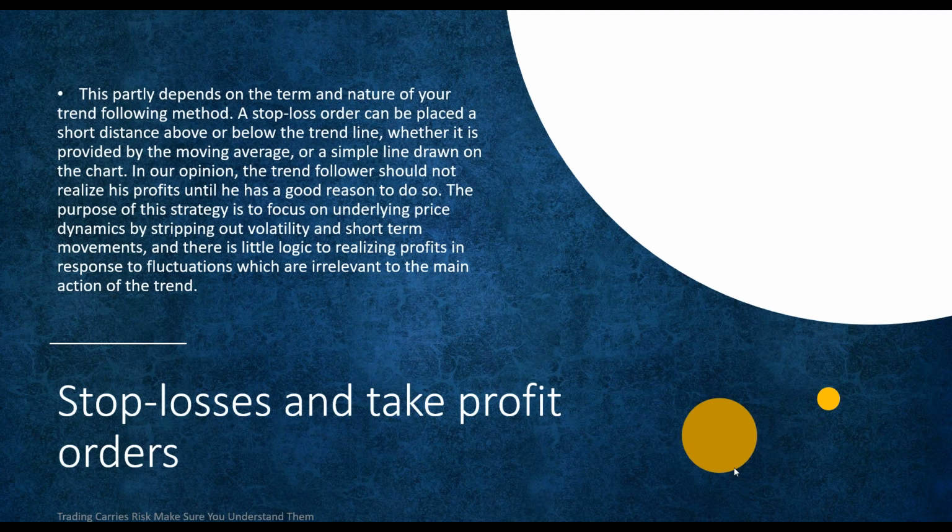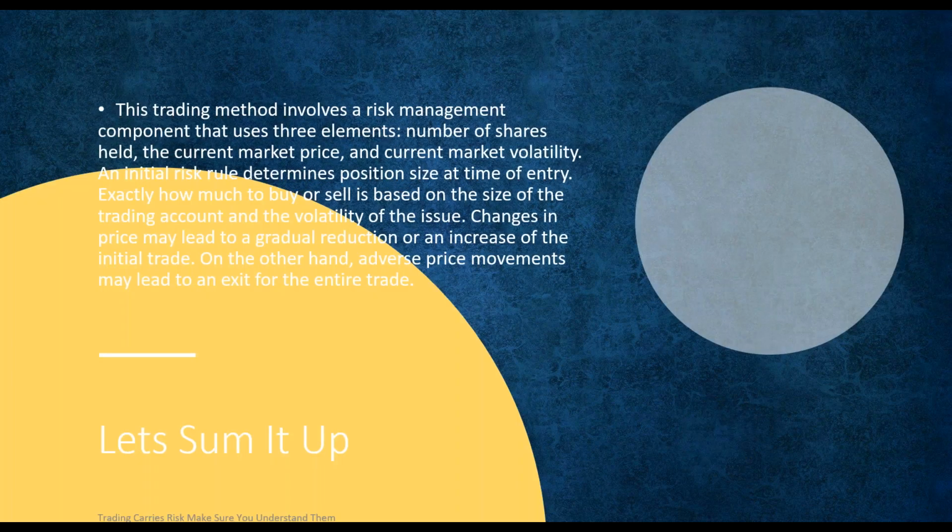Because if you believe an asset is trending and moving up, you just want to stay in that market while it continues to move up and take as much as you can. But you need to have moving strategies to help you, like a moving stop loss, continuing to move up your stop loss as that trade moves in your favor, so a quick reversal doesn't stop you out. But you need to keep your stop loss far enough away that you don't get stopped out in a simple retracement. The purpose of the strategy is to focus on underlying price dynamics by stripping out volatility and short-term movements, and there's little logic to realizing profit in response to fluctuations which are irrelevant to the main action of the trend.